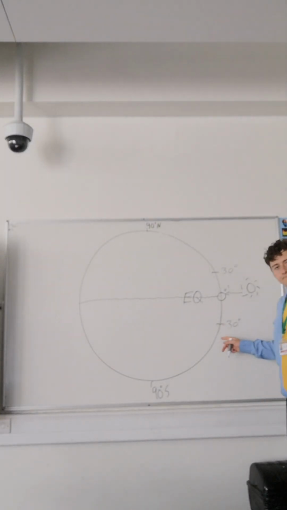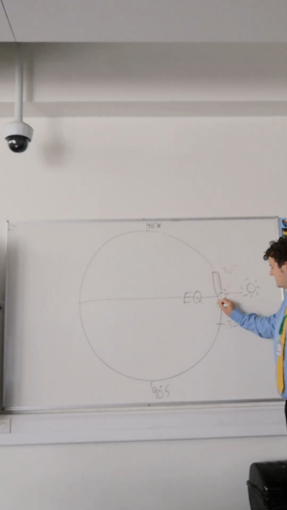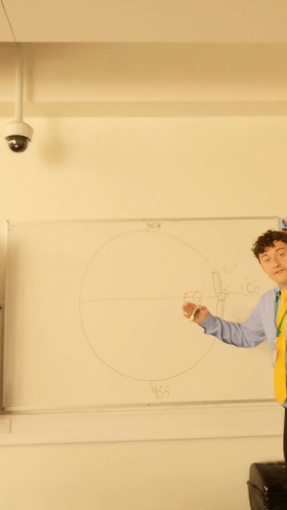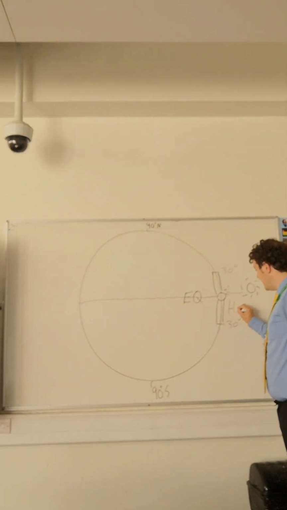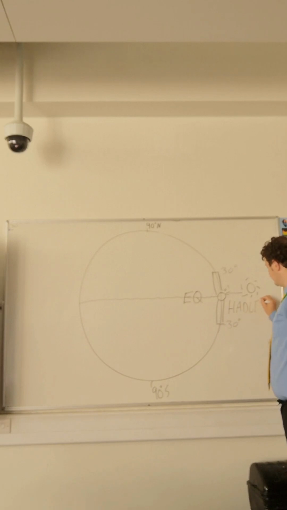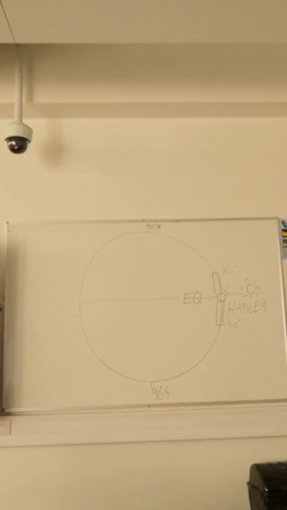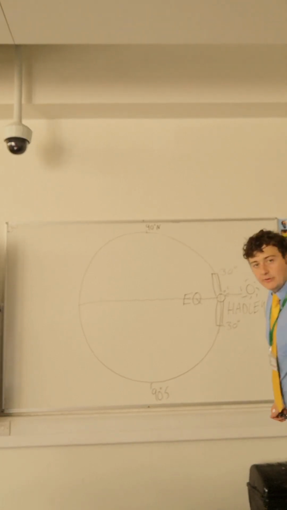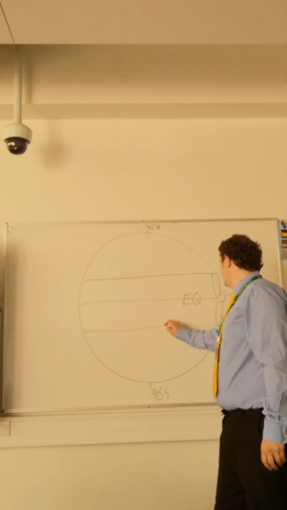So I've drawn 30 degrees south, 30 degrees north here. Now they're called cells. So this first one here, near the equator, from the equator to 30 degrees north and south, is the Hadley cell. Okay, Hadley cell. Now this is the cell obviously nearest the equator. Okay, we do a little line here and a little line here.